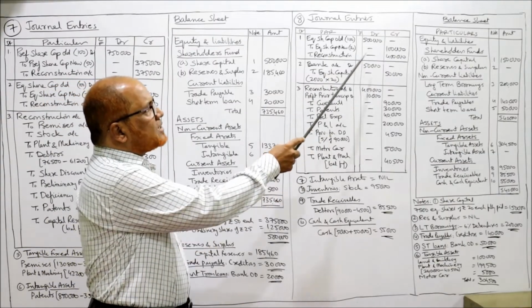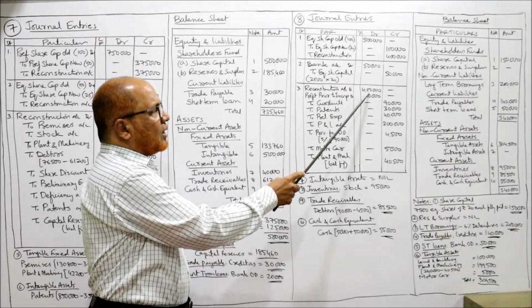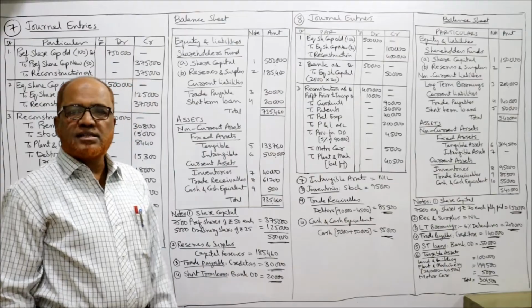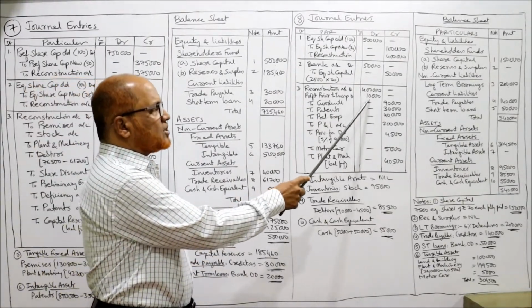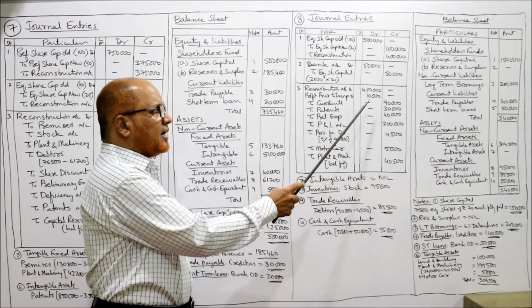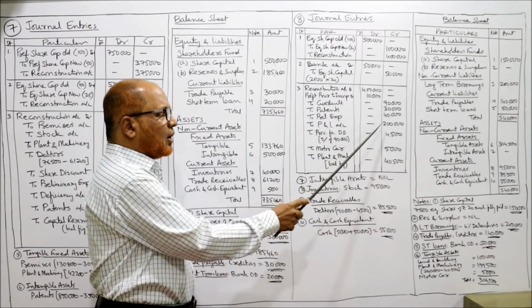Reconstruction account debit. How much is the amount credited to reconstruction? 4 lakh. So reconstruction account 4 lakh. Profit prior to incorporation account 10,000. There's a capital profit that also has to be transferred. So profit prior to incorporation 10,000. To goodwill 90,000. We are writing off goodwill. Patents 30,000. We are writing off. Preliminary expenses 40,000. P&L account 2 lakh.